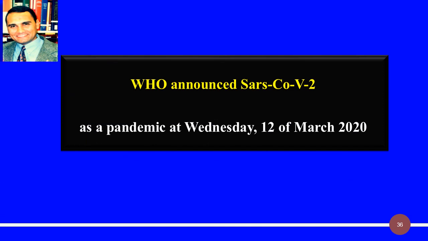Unfortunately, WHO announced SARS-CoV-2 as a pandemic on Wednesday, 12th of March 2020. This is too late a date, as this disease was reported in the human population in China from late November and early December 2019. This led to the pandemic of SARS-CoV-2 and the disaster that the world has lived with until now, and we cannot expect the date it will end, as it will be 4 years from now.